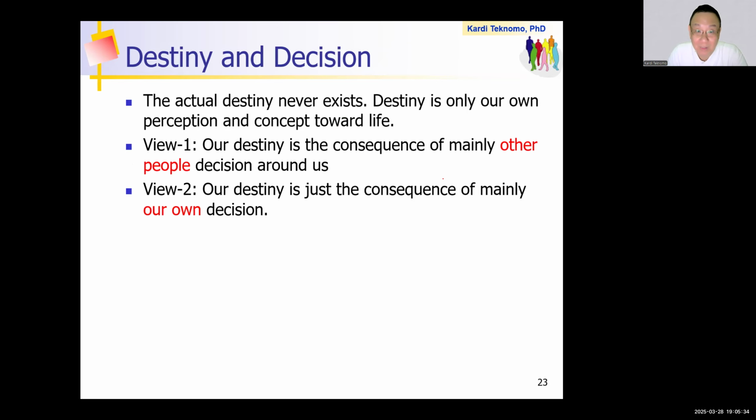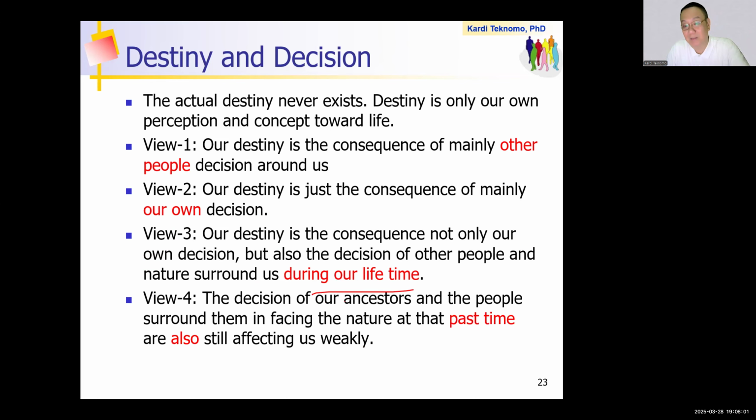The third view is our destiny is actual consequence not only of our own decision but also decisions of other people and the nature surrounding us during our lifetime. So the time matters here. And the fourth view also includes our past, the decisions of our ancestors and the people surrounding them facing the nature at that time, which still affect us today. So with that, we can put four shareholders of our destiny.